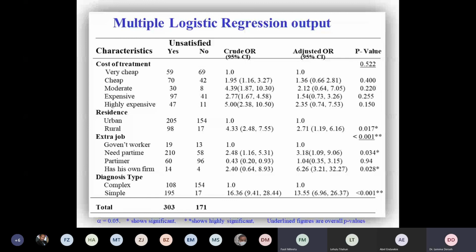Sometimes, of course, it's not available here. 1 star means less than 0.05. And if it's less than 0.01, we will say 2 stars. If it's less than 0.0001, usually we put 3 stars.